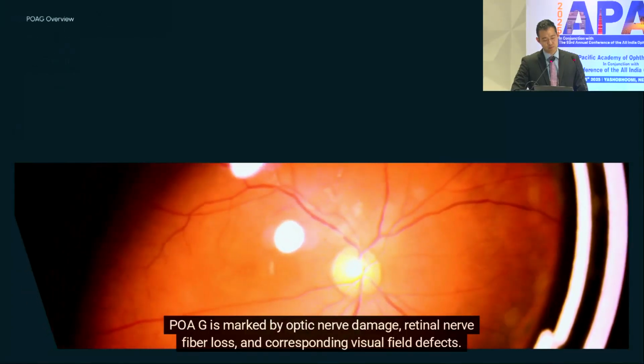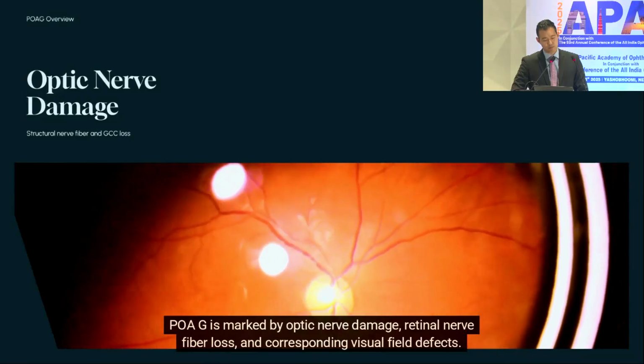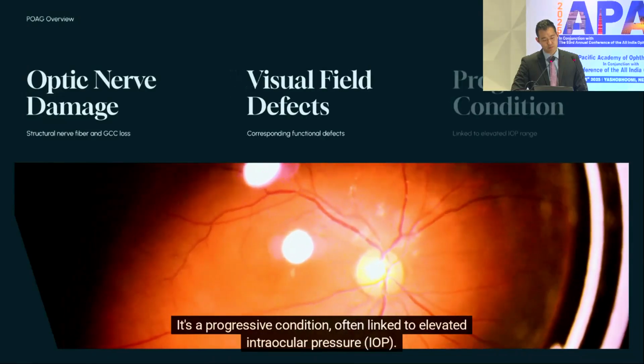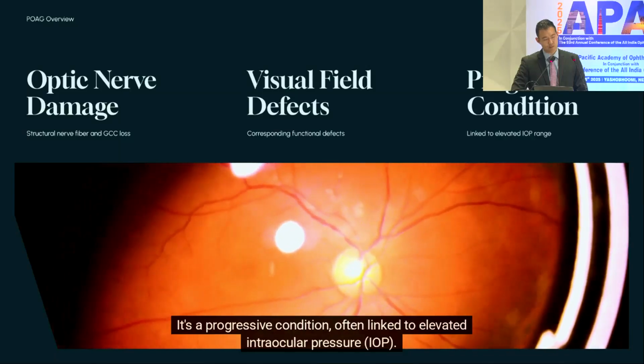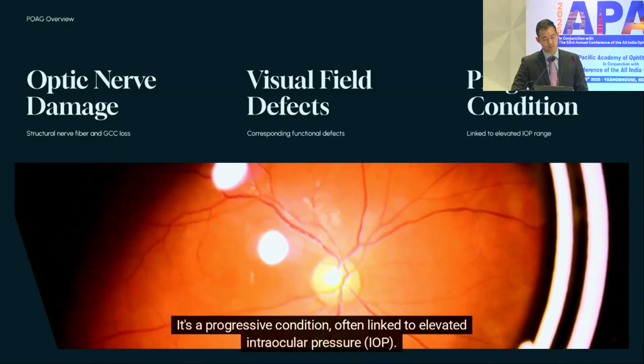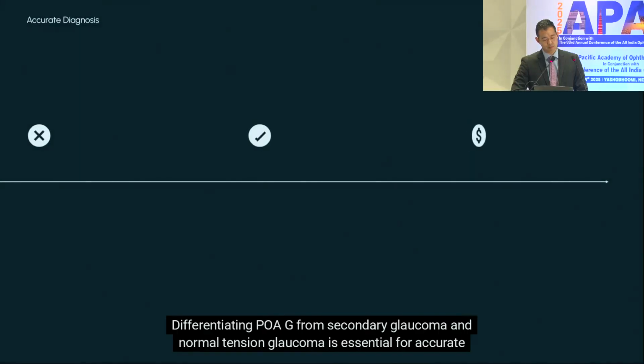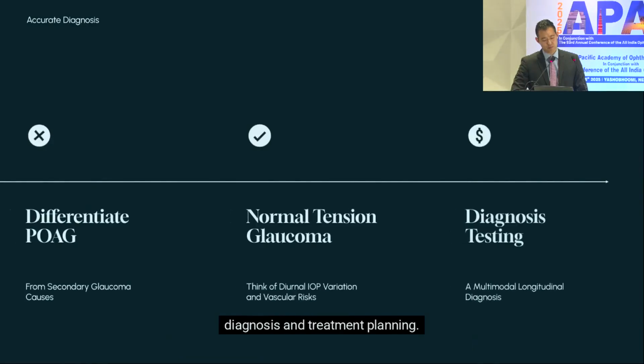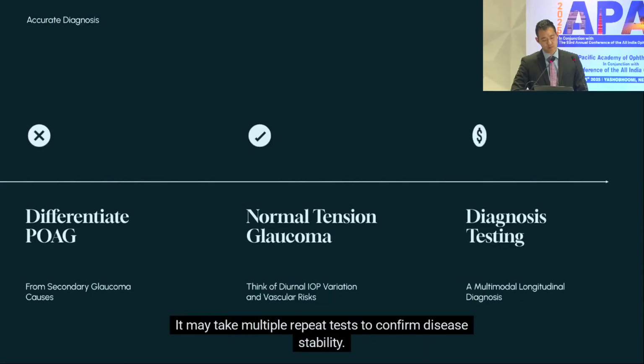POAG is marked by optic nerve damage, retinal nerve fiber loss, and corresponding visual field defects. It's a progressive condition, often linked to elevated intraocular pressure, IOP. Differentiating POAG from secondary glaucoma and normal tension glaucoma is essential for accurate diagnosis and treatment planning. It may take multiple repeat tests to confirm disease stability.